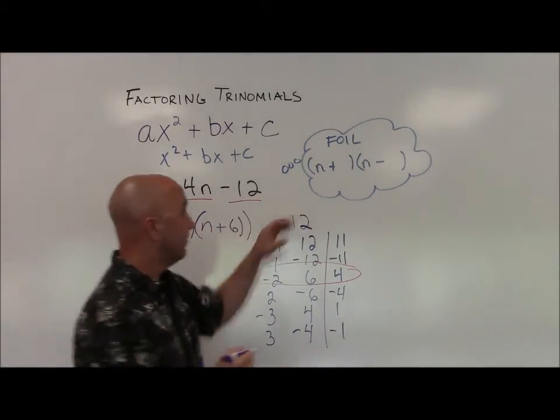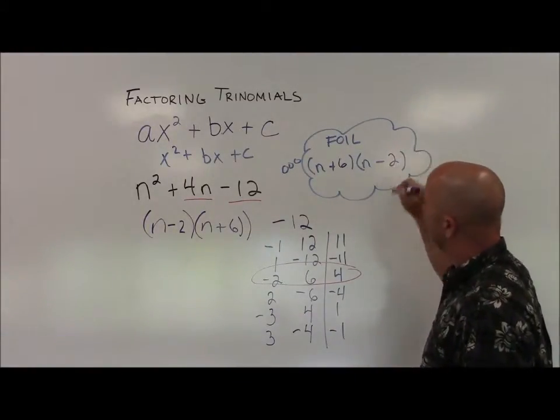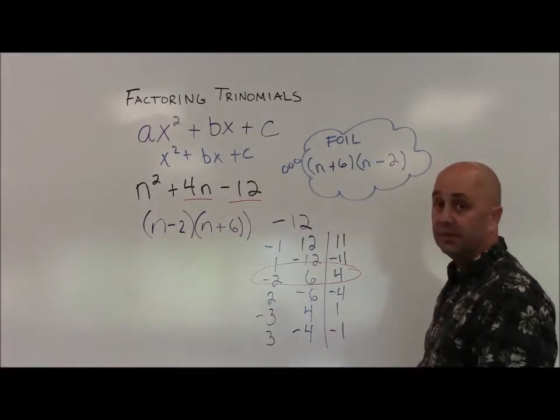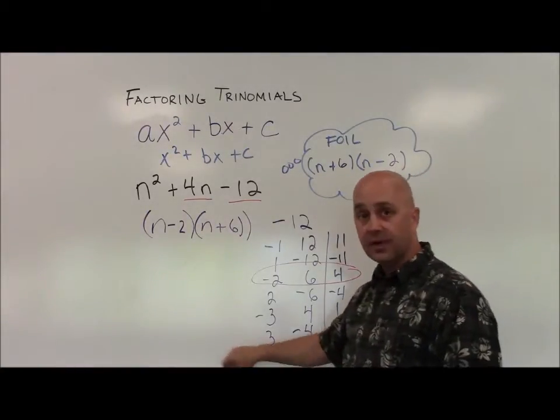So let's go back over here and verify that. N plus 6 and an n minus 2, a positive times a negative does indeed give me a negative answer. And of course, as always, we can FOIL this out to verify our results.